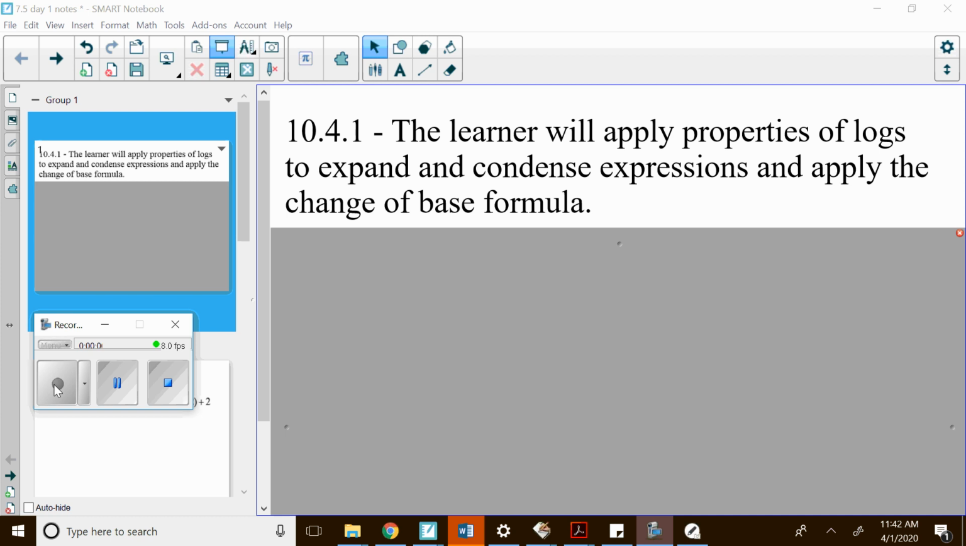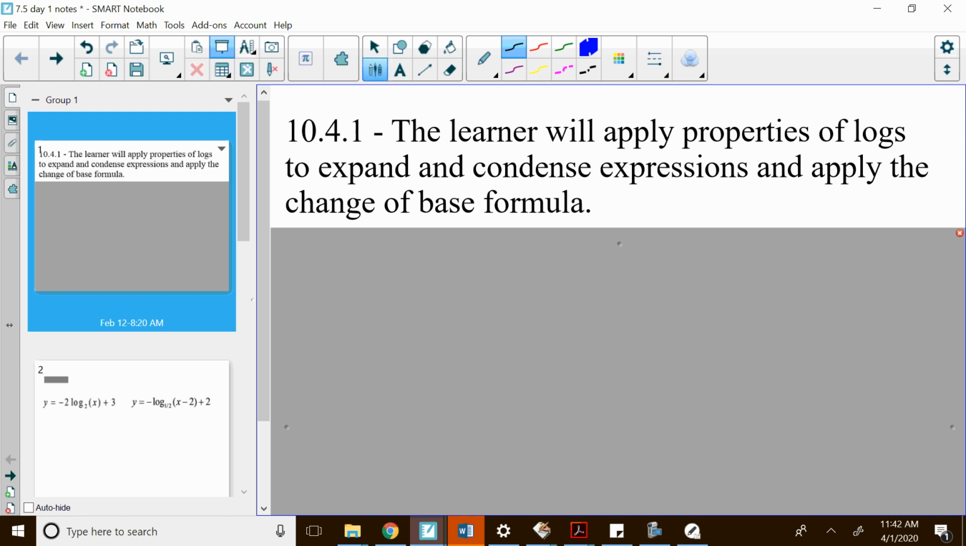I'm going to take you through a lesson today in applying properties of logs to expand. You don't know what that means yet. Condense expressions. We'll talk about what that means. And then also to apply the change of base formula in your calculator so you can calculate things that aren't of base 10 in your calculator. Here we go. Actually, we're going to start with change of base formula quick.